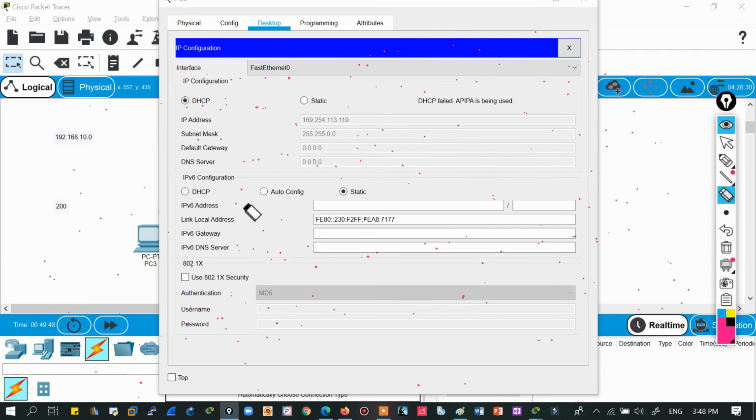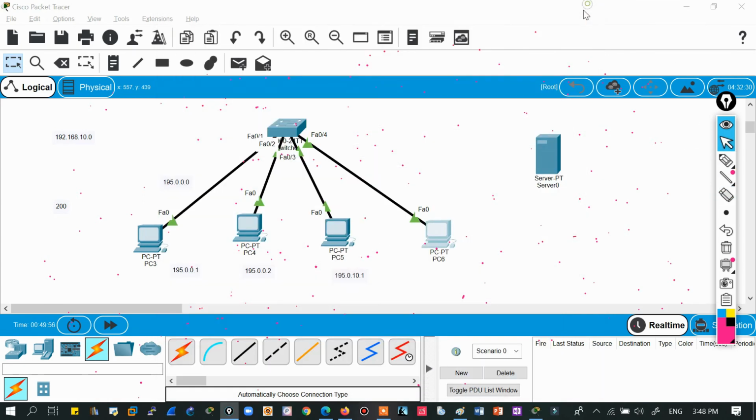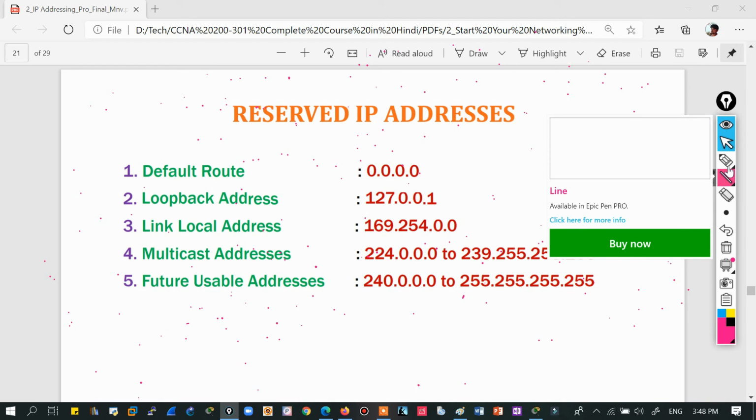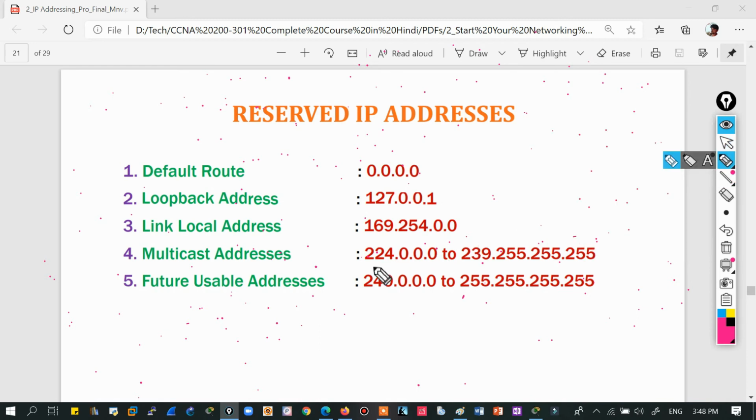What is APIPA? Automatic Private IP Addressing, and it is used in the cases when there is some problem with your DHCP server, right? So this is again one more reserved address. Then I have talked about multicast. So yes, your 224 to 239, complete class D, is reserved for multicasting, and complete class E is reserved for future usable addresses, right?